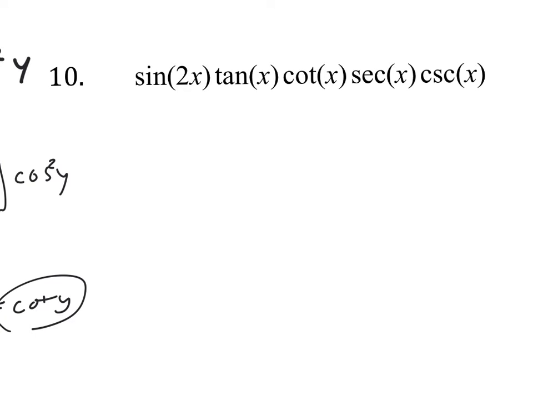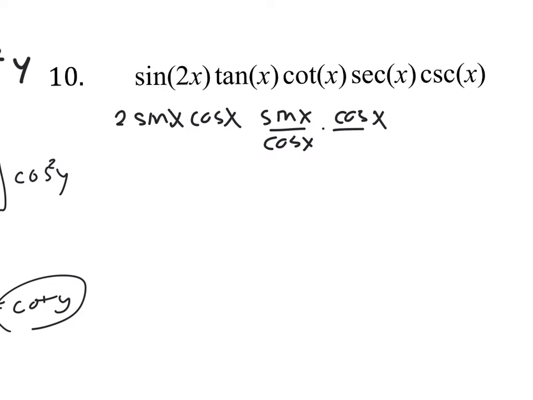All right, one big long one. Take a deep breath and plunge on in. Sine of 2x, we look that one up and we see that that's 2 sine of x, cosine of x. And converting as we go, tan of x is sine of x over cosine of x. Cotangent is cosine of x over sine of x. The astute observer will notice that this immediately cancels: sine over sine, cosine over cosine.